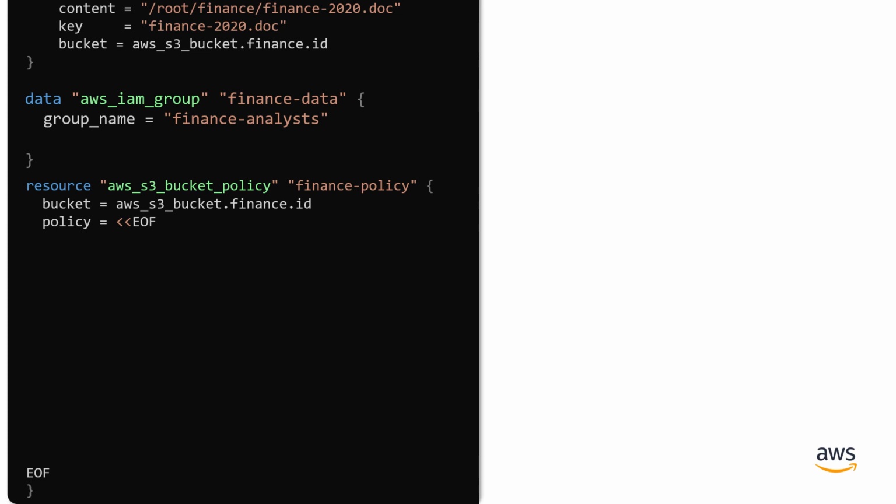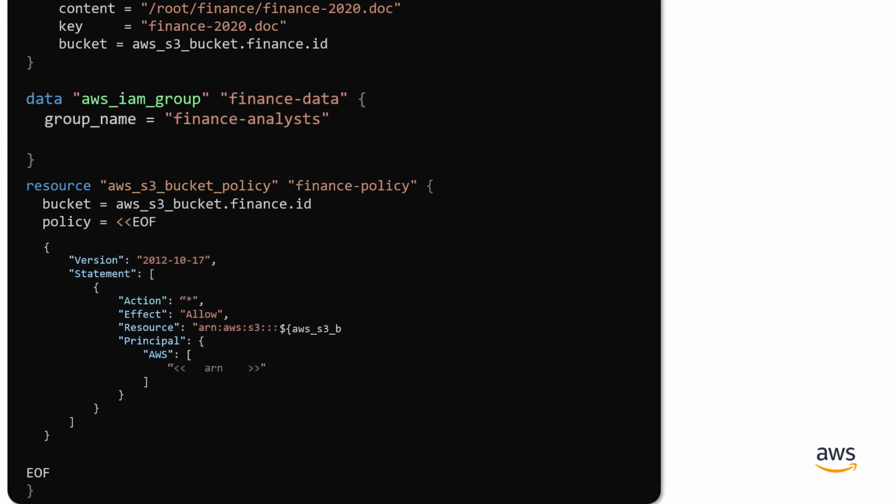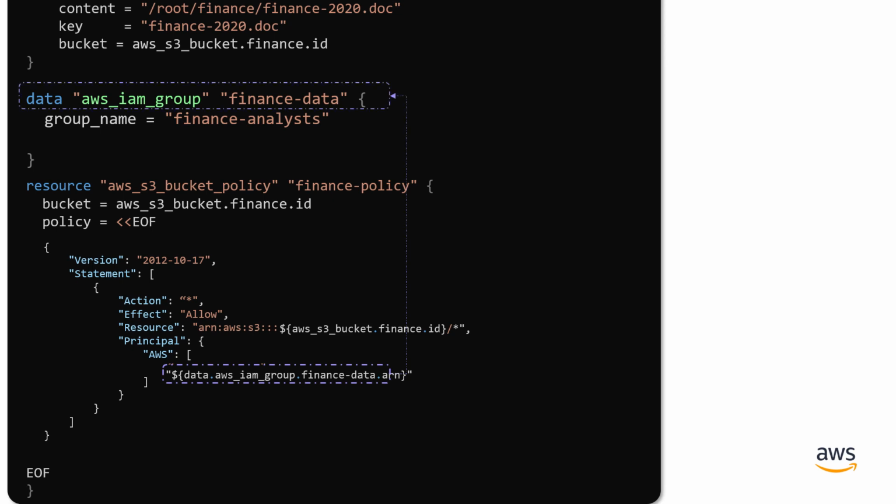Next, we will define the policy document using a here.doc syntax. Earlier, when we discussed bucket policies, we saw a sample of the JSON document used to create a policy. We can now move this document inside the policy like this. Within the policy document, we are making use of reference expression and interpolation for both resource and the principal. Using these expressions makes sure that the values are not hard-coded. The bucket ID is retrieved from the S3 bucket resource, and the IAM group ARN number is retrieved from the data source that we created for the IAM group called finance-data.